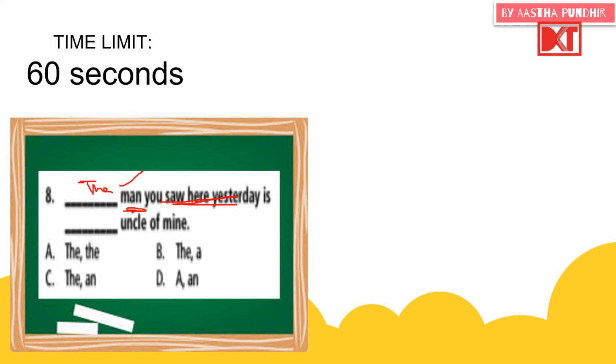The man you saw here yesterday is dash uncle of mine. He is dash uncle of mine. And this is a general reference because a person can have more than one uncle, right? So we will use an indefinite article. Indefinite article as per the sound, an. So the correct answer is C. The man you saw here yesterday is an uncle of mine.